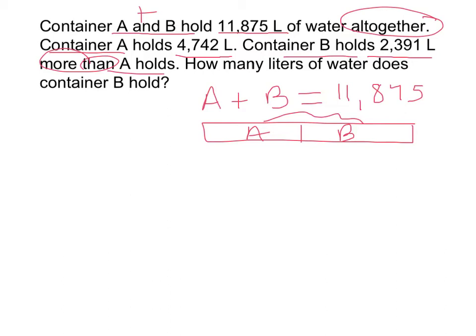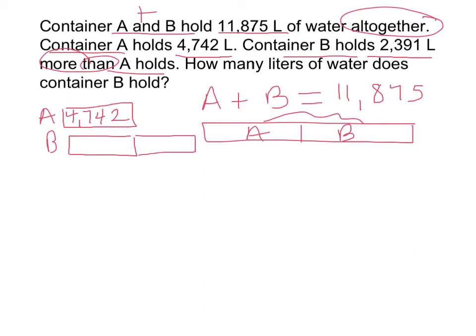So we know that A and B are a little different. We know how much A is. We know A is 4,742. We know that B, this is A, up here, this will be B. B is the same as A, but plus 2,391. So we know how that's going to be right there.